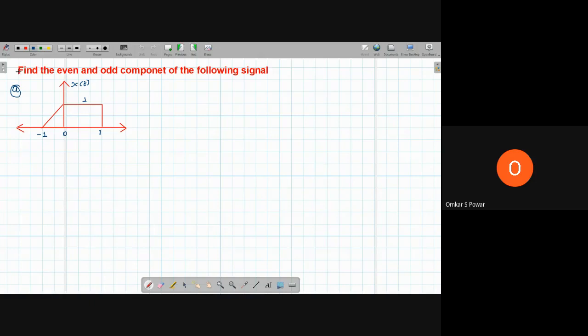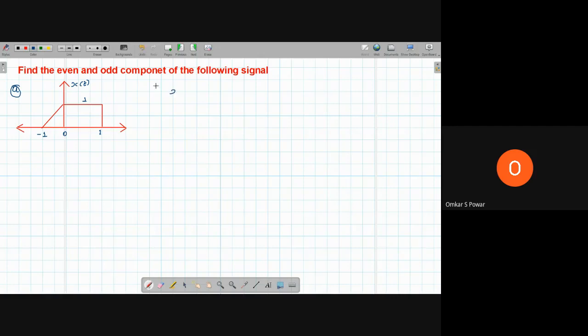Now in the question, what they have asked is: find the even and odd component of the following signal. So they have given the following signal and you have to find the even and odd component. So how do you find that? Usually, if they give an expression like x equals sine t and ask for the even and odd component, what you have to do? First you will write the formula.